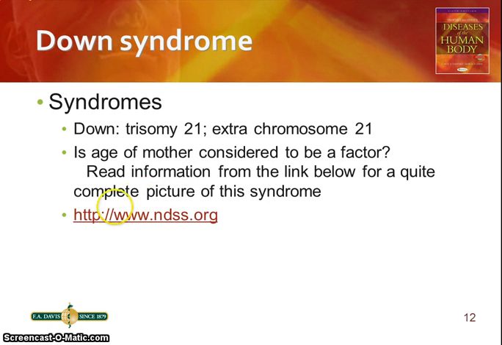Down syndrome, also called trisomy 21, involves an extra chromosome number 21 or extra pieces of chromosome number 21. Is the age of the mother considered to be a factor? Read the information from the link below for a complete picture of the syndrome and see what the latest discussion is about the age of the mother and why age of the mother could be important in this condition.